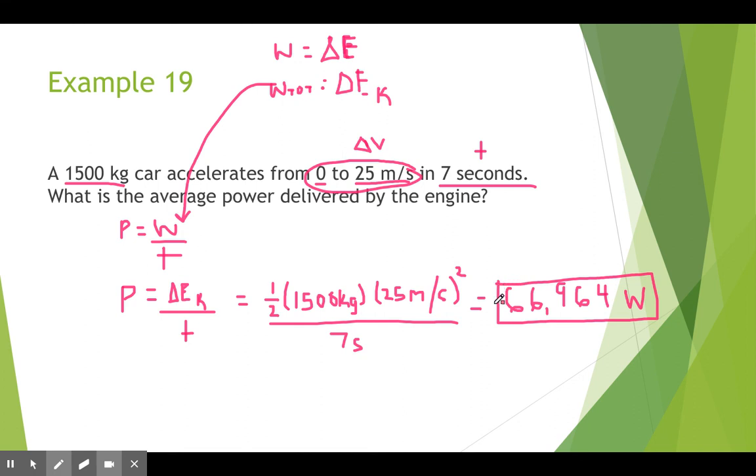Okay, so this is the power that is delivered by the engine. Okay, because it causes this change in kinetic energy. So that power is 66,964 watts. Okay, and that's it. We'll start up with non-conservative work next week.